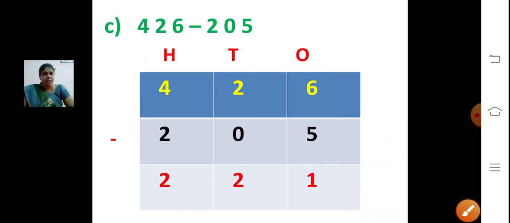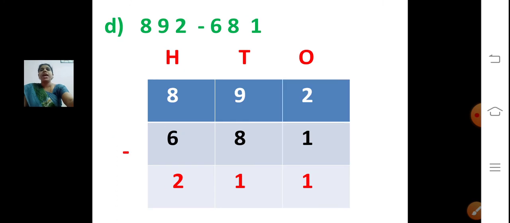I'll repeat it one more time. 426 minus 205. First write the numbers in the exact places. Then we'll subtract. So first we'll subtract the ones place. 6 minus 5, 1. Then 2 minus 0, 2. 4 minus 2, 2. So the answer is 221. And the last sum, 892 minus 681.